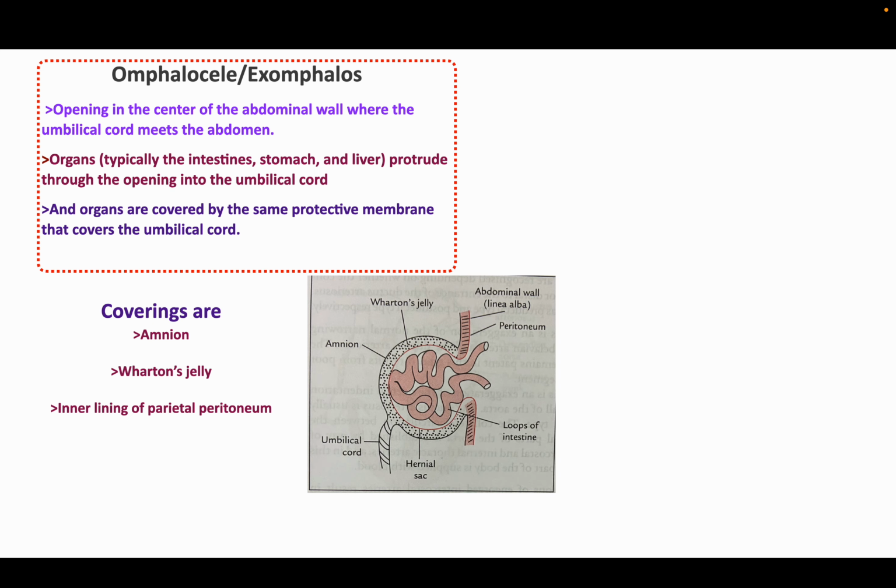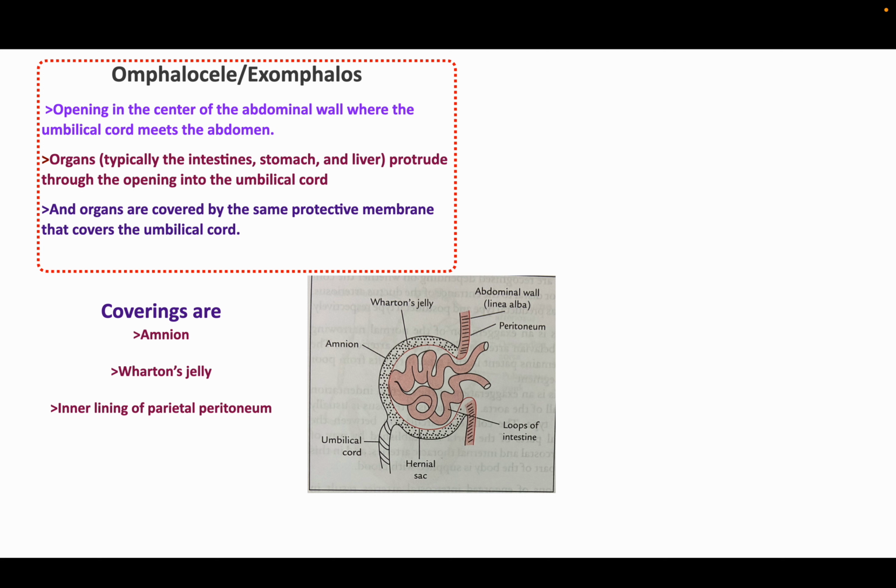Now first we will discuss the Omphalocele, or exomphalos. It is an opening in the center of the abdominal wall where the umbilical cord meets the abdomen. Organs, typically the intestine, stomach and liver, protrude through the opening into the umbilical cord. And the organs are covered by a protective membrane.